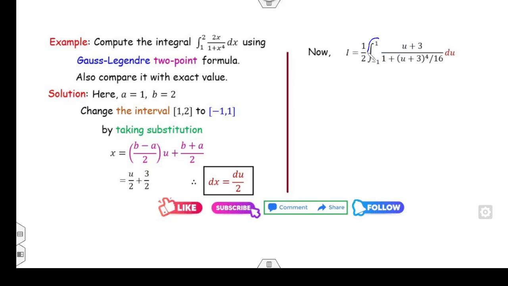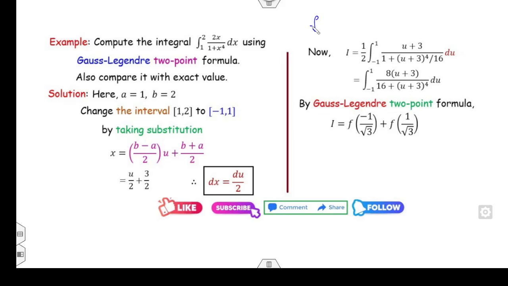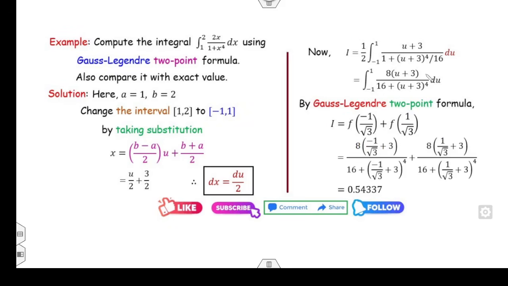Fine. Now my domain is from -1 to +1. For better handling, you can take the LCM. Now by using the Gauss Quadrature 2-point formula, what is the f? F will be 8 into (u plus 3) divided by 16 plus (u plus 3) raised to power 4. Fine. So what is the node? It is 0.57735 and so on. You can substitute the value in the given f. After solving, you will get the answer 0.54337.